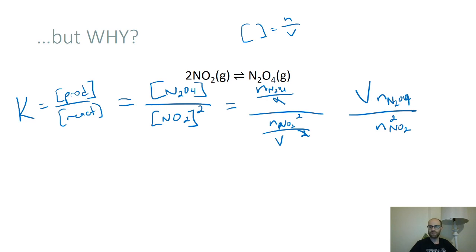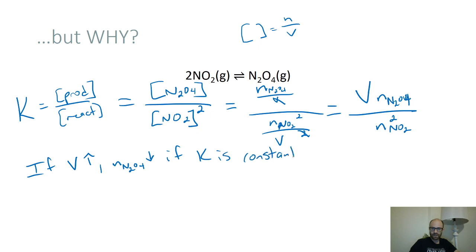So now it's very simple to see that if the equilibrium constant is to remain a constant, if you increase the volume, you have to decrease the number of moles of N2O4. And if you're going to increase the pressure, you decrease the volume, and you're going to have to increase the number of the moles of N2O4. If volume increases, the number of moles of N2O4 has to go down if K is constant. And because we haven't changed the temperature, K is constant.